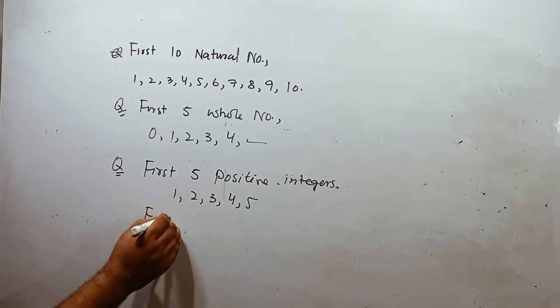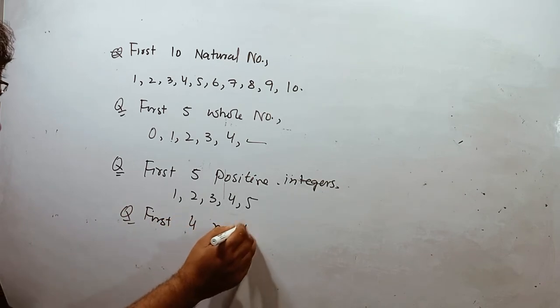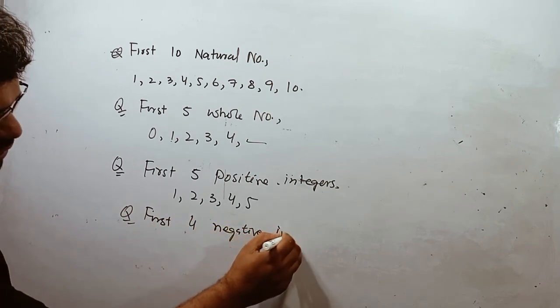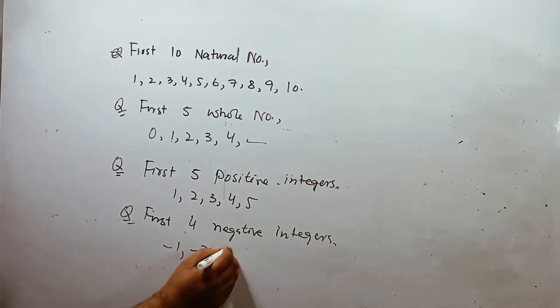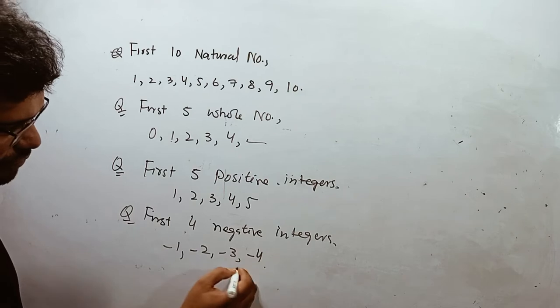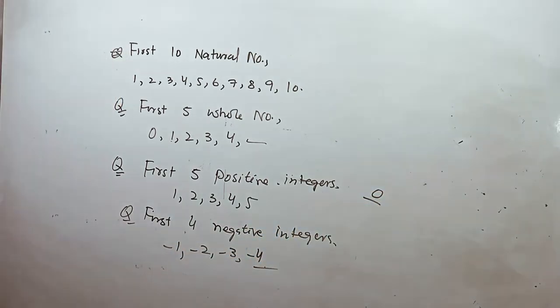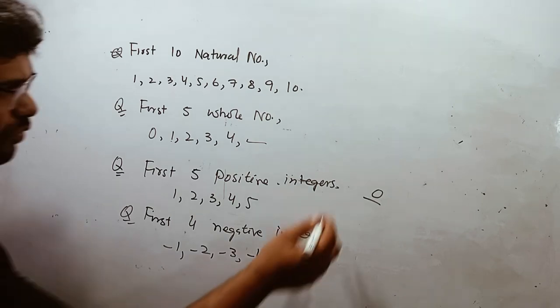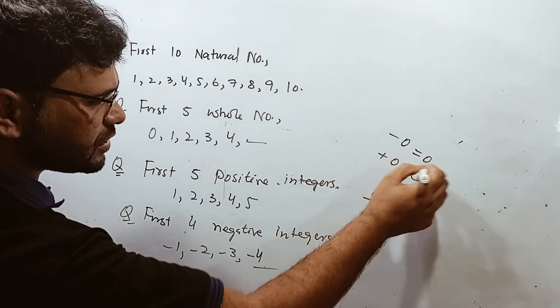First 4 negative integers. We should start with -1, -2, -3 and -4. These are the answers. You can see here 0 we cannot say is neither positive nor negative. You know why? Because -0 is also 0, plus 0 is also 0.